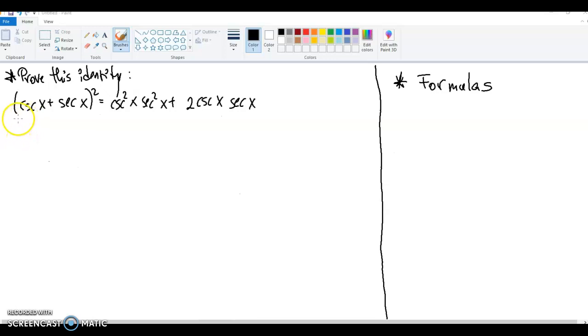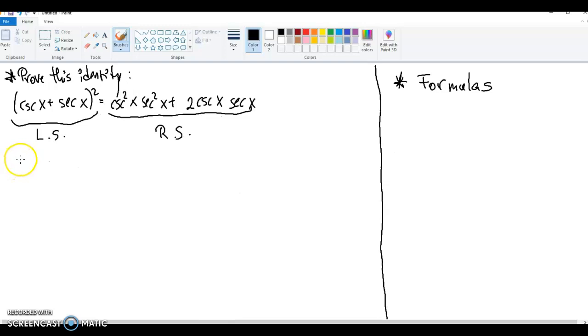So in order to prove any identity, we have to pick a side. Let's say the left side, or it could be the right side as well. And we have to prove that the left side is equal to the right side. I'm going to pick the left side to work on.